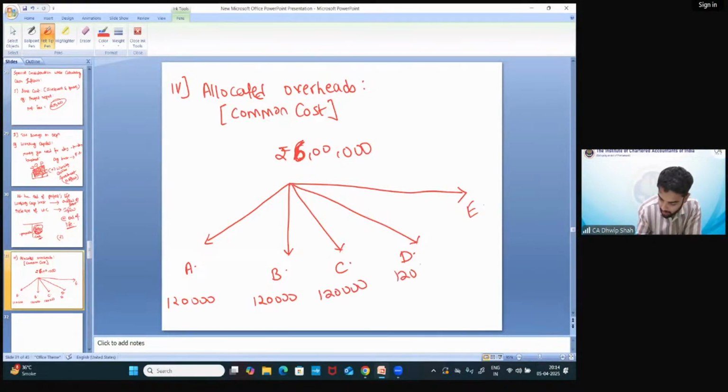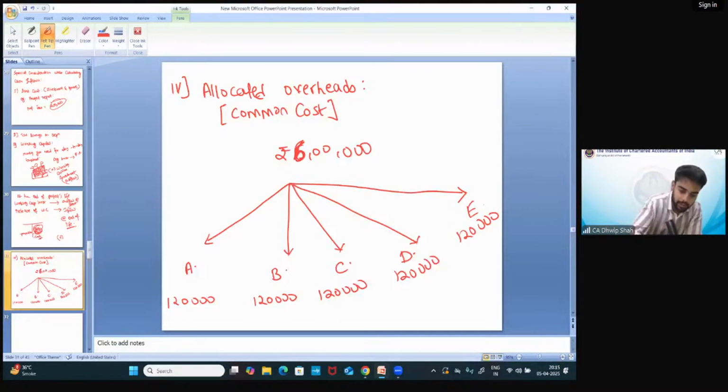Any doubt till here? Any query still here? So unless otherwise specified, this common cost will be allocated in equal proportion as far as financial management is concerned. So audit fees of 6 lakh, the auditor has done the audit for all the projects. So project A's allocated cost would be 120, for B 120, likewise for C, D and E.